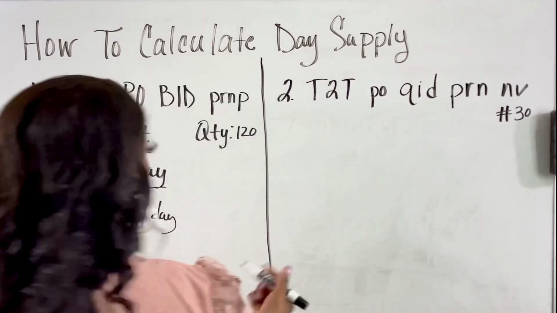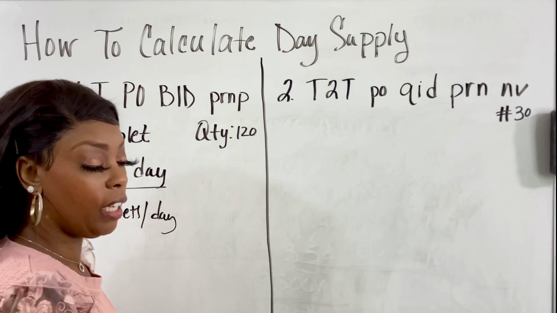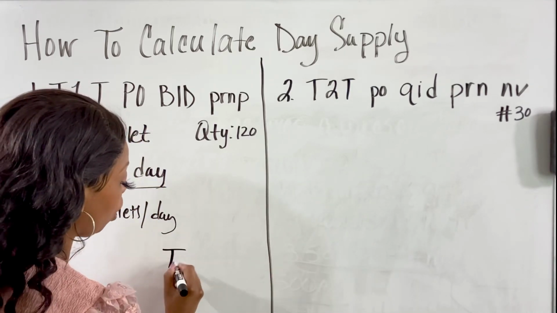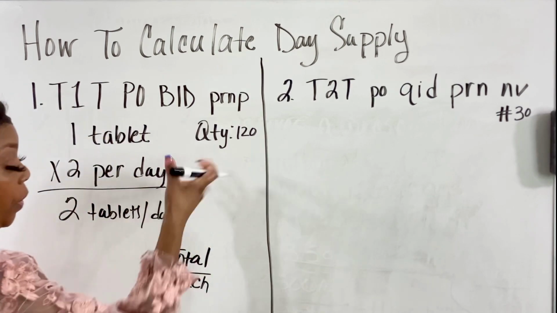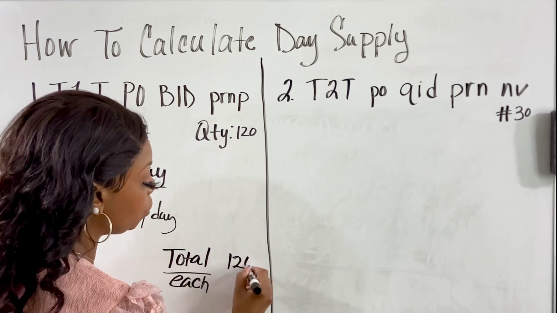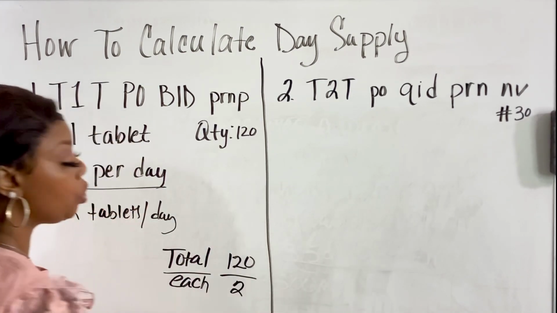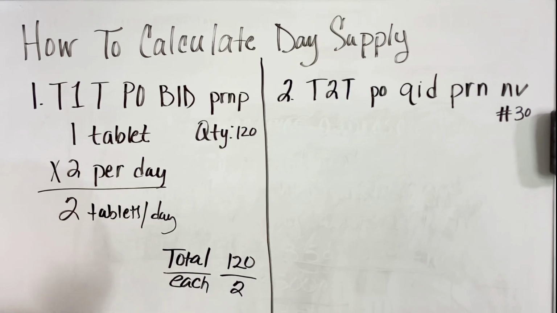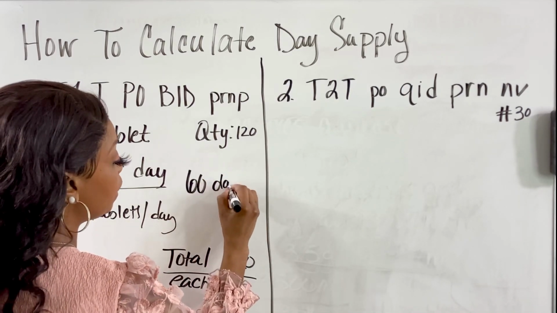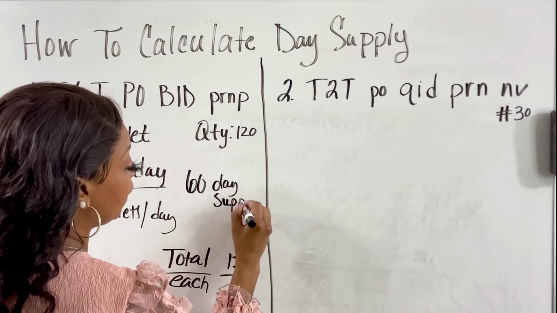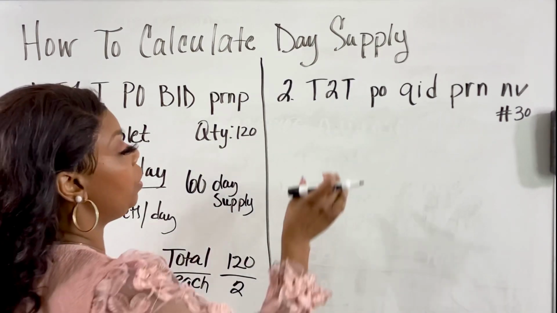All right, so if you watched the previous video, the way that I do division in pharmacy is I take total over each. So in this instance, you have a total of 120 tablets, and each day you're going to take 2 tablets. All right, so that's going to give you a 60-day supply. That's how long that's going to last, for 60 days. All right, let's go to the next one.